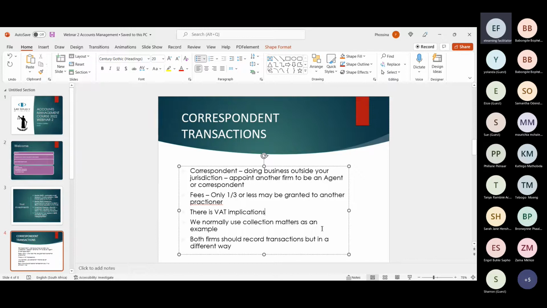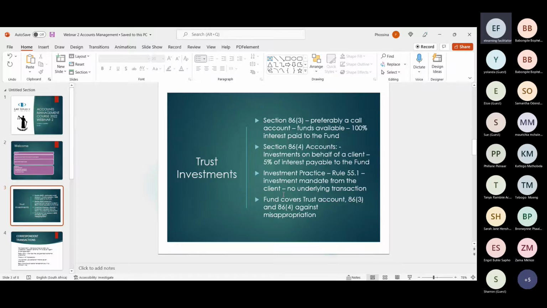It all depends which side you are on. If you are on the side of the instructed attorney, you record it differently from the way the instructing attorney would record, because the amounts that one receives differ. So they record according to the money that has been received in their books.